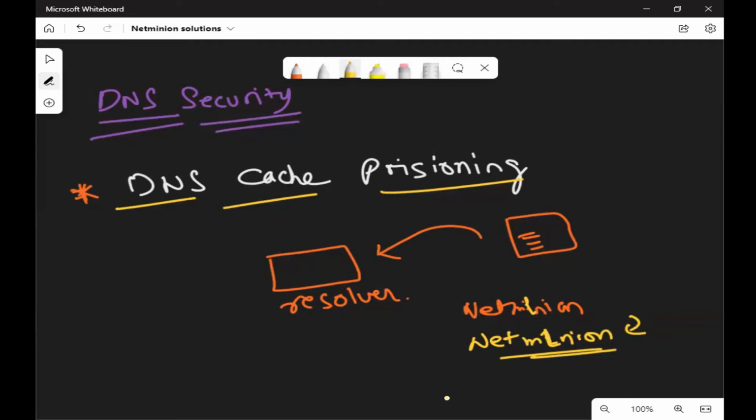So man-in-the-middle attack, cache poisoning, spoofing, phishing, all these types of attacks can happen on your DNS, whatever you were talking about earlier. When I come to F5 DNS, F5 DNS resolves such kinds of attacks, which we will talk about in our classes also.